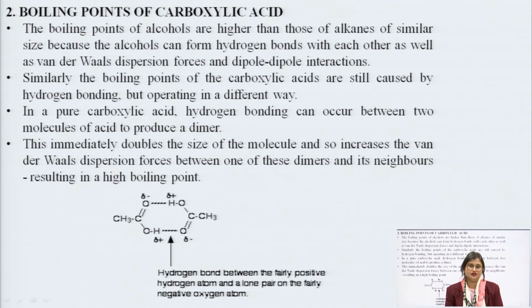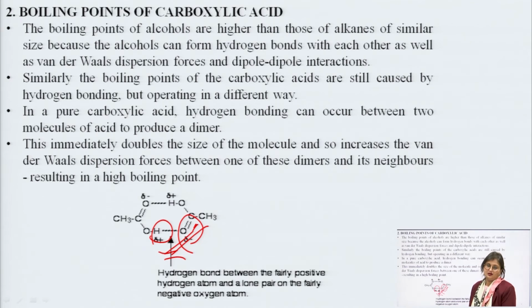boiling point. Okay. So, here with the help of this diagram, a hydrogen bond between the fairly positive hydrogen atom and a lone pair on the fairly negative oxygen atom can be seen. Alright. So, this helps in increasing the boiling point of carboxylic acids.